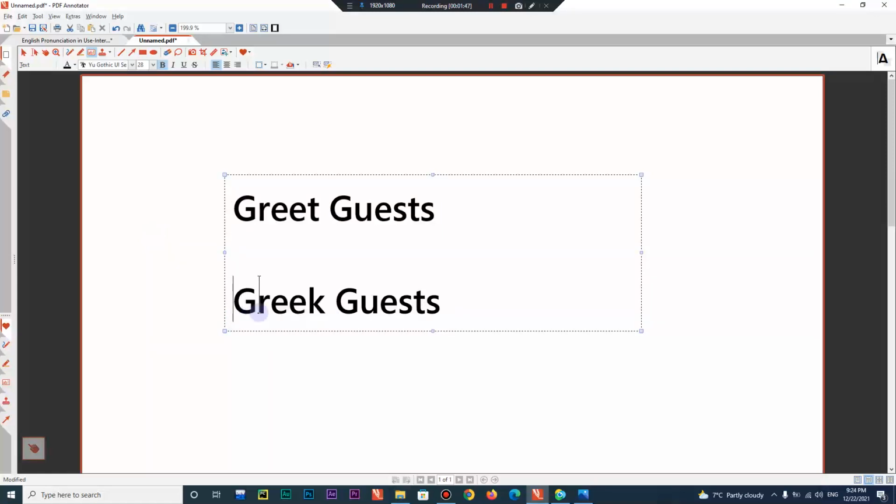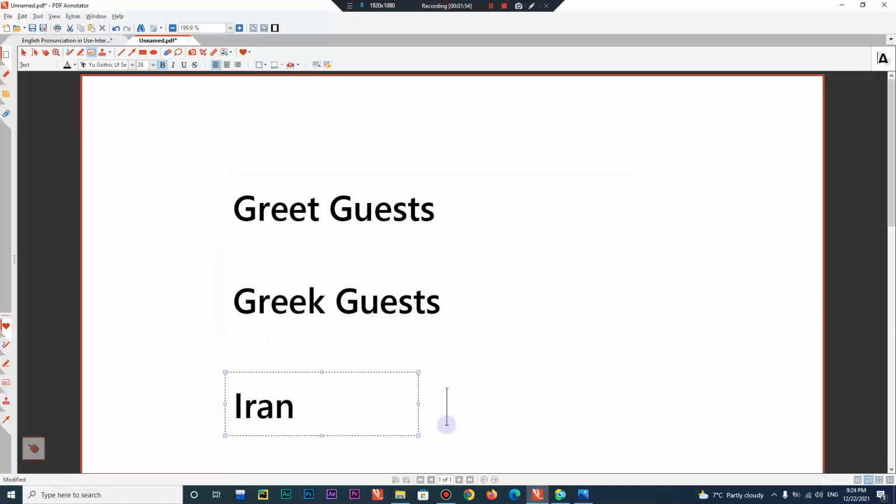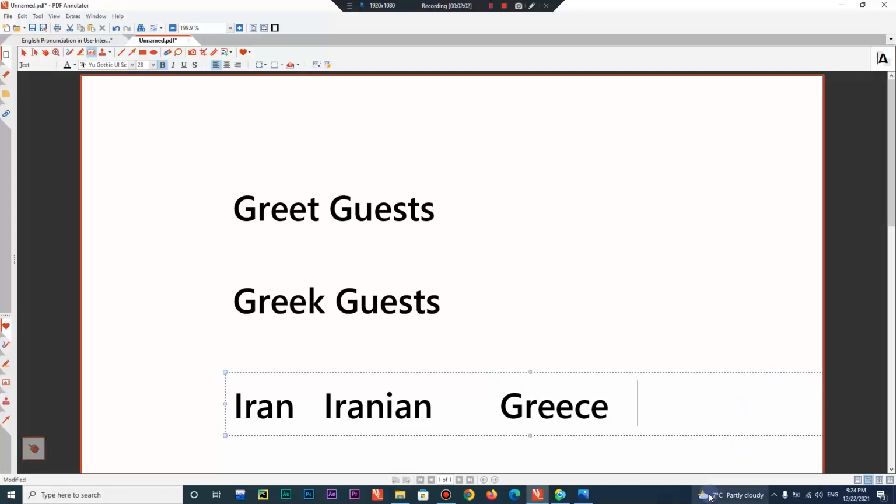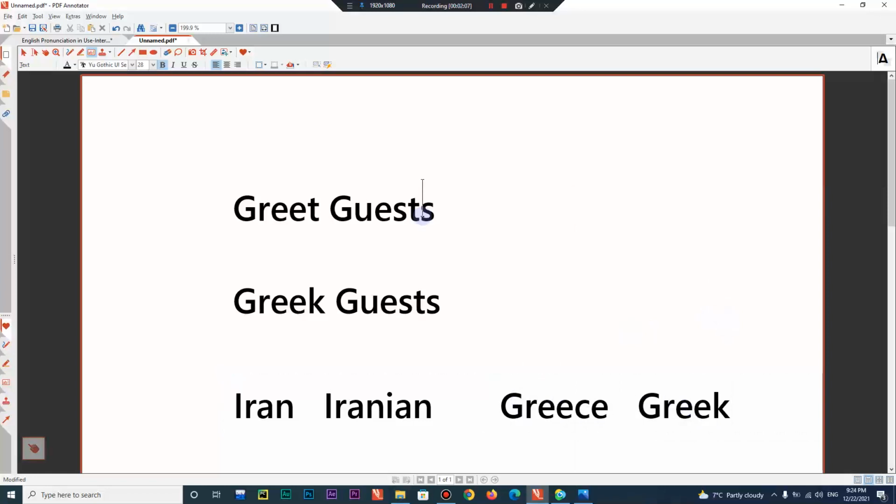So it's a nationality, and basically this Greek means from Greece. For example, Iran is the country, Iranian is the nationality. We have the same for Greece, it's a country, and Greek is a nationality. So you see these two words or phrases have totally different meanings. This is a verb, greet guests, talk to guests. The second one though is an adjective, Greek guests.